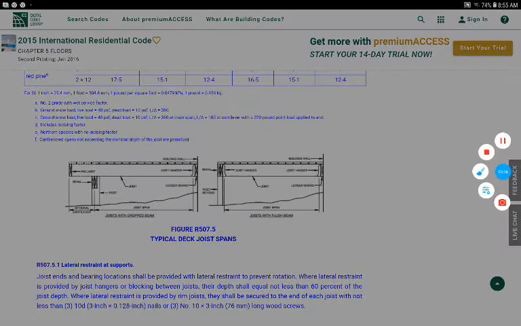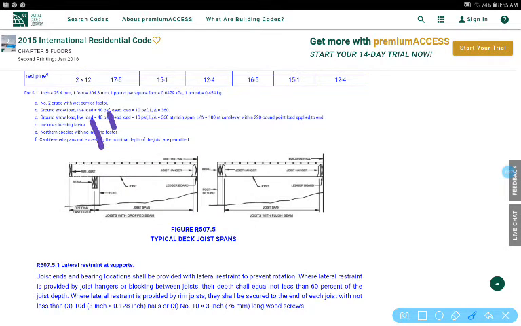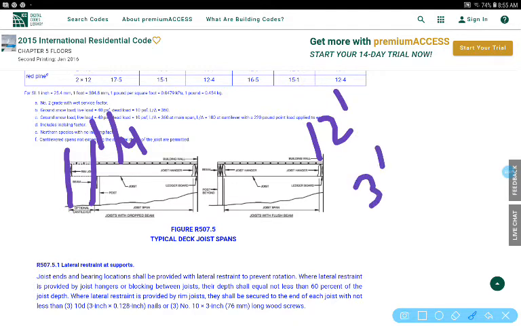Okay, and what I want to tell you is it's a 1/4 rule. That cantilever can't hang over more than 1/4 the size of the floor joist. So if you have a floor joist that's 12 foot, your cantilever can only be 3 foot. It's the 1/4 rule. Okay, so that helps you size that cantilever.